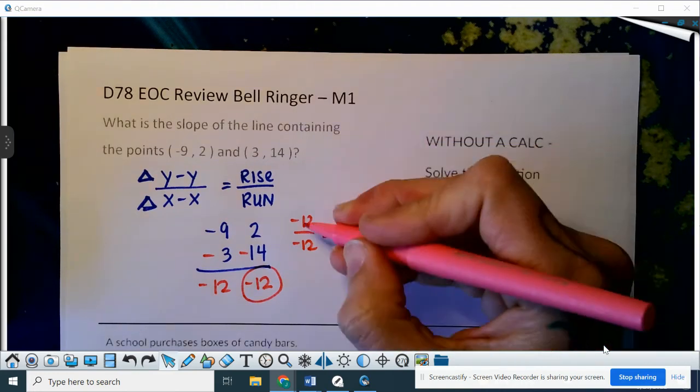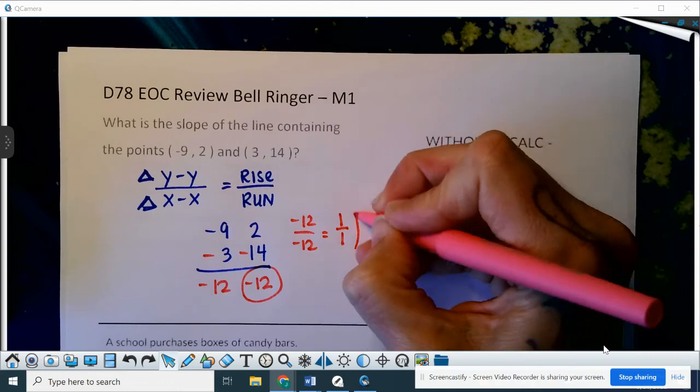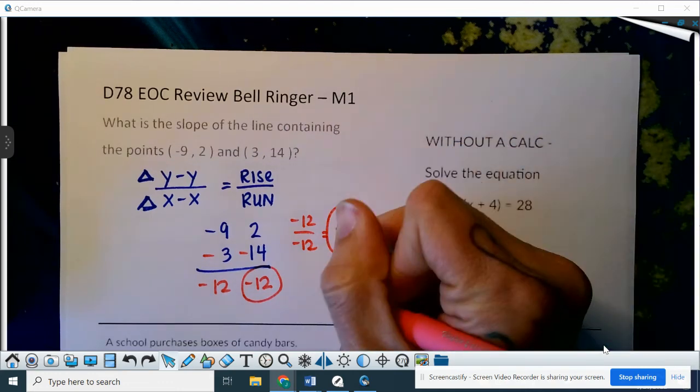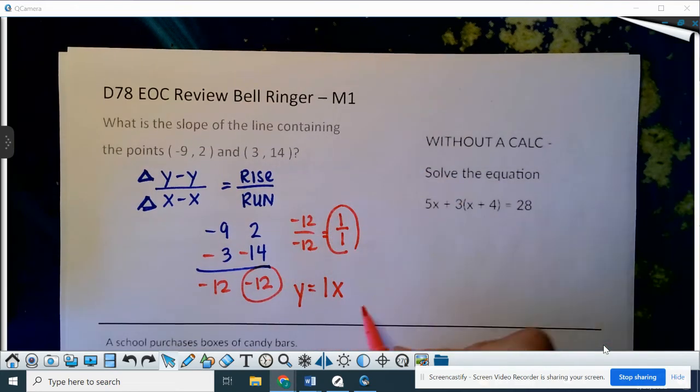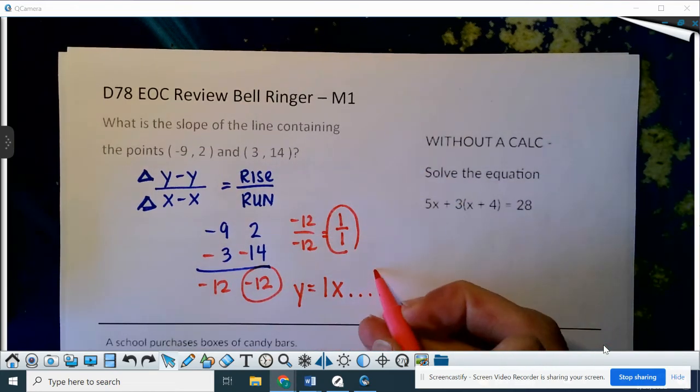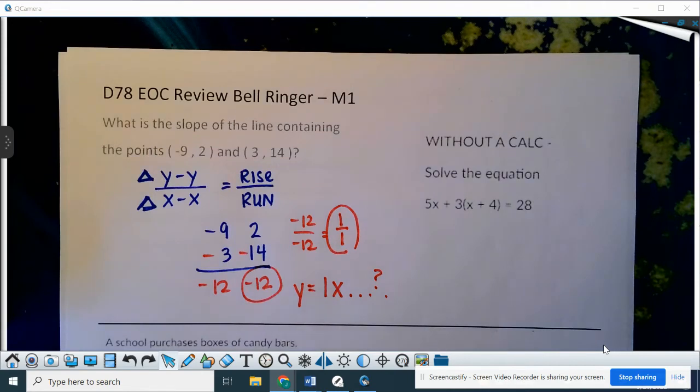So because it was negative and negative, right? So rise over run, 1 to 1 slope, and probably is going to be written like this. And that's not the end of the equation, because we don't know what our y-intercept is here. That part is to be determined later. But for this question, just the slope.